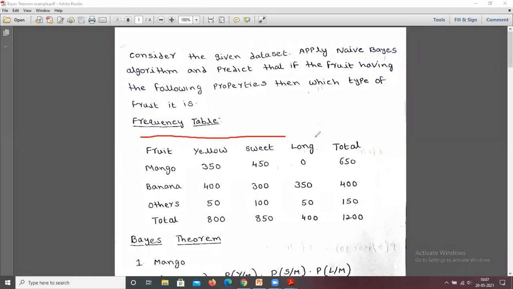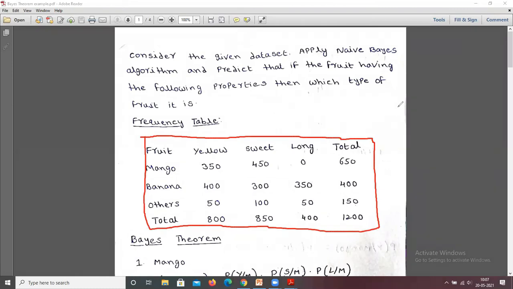So good morning all. Last class we discussed the Bayesian algorithm. In today's class we are going to see some examples on the Bayesian classification algorithm. So this is the frequency table.